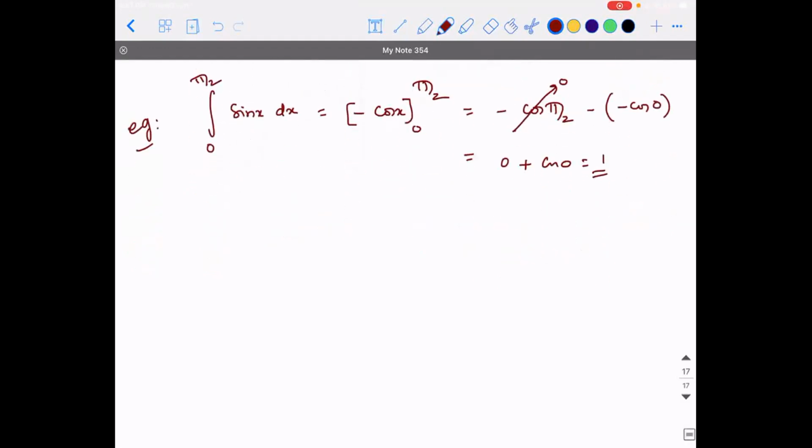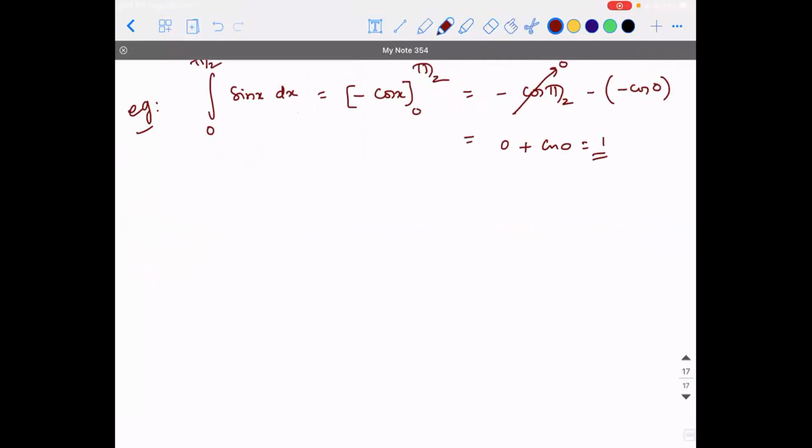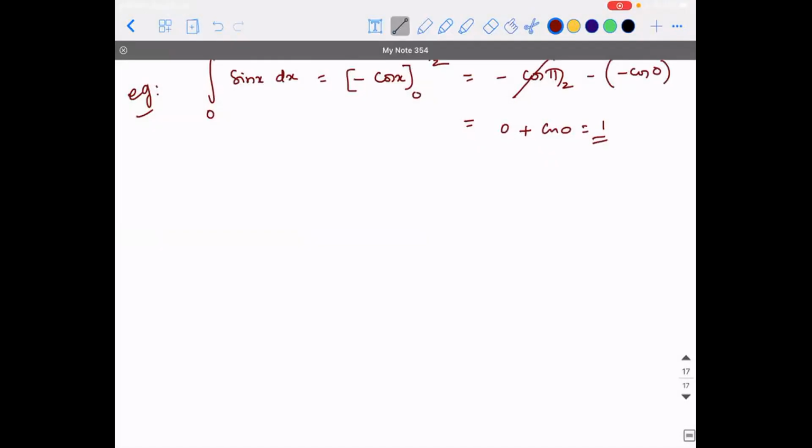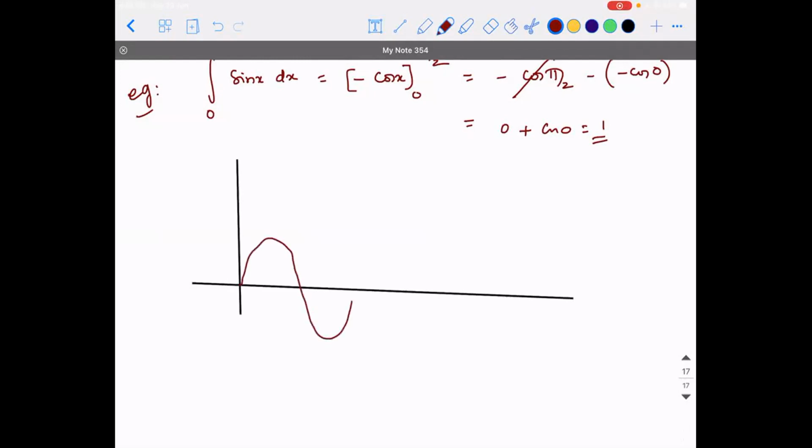So what is the meaning of this? That sin x between 0 to 90 degrees, if you calculate the area, will exactly be equal to 1 square unit. I will just show it diagrammatically, just for extra knowledge. If you don't know, don't worry about it. So this is the graph for sin x. Pi by 2 is 90 degrees. This is 0. So the area made by sin x in this region is 1 square unit. That is the meaning.